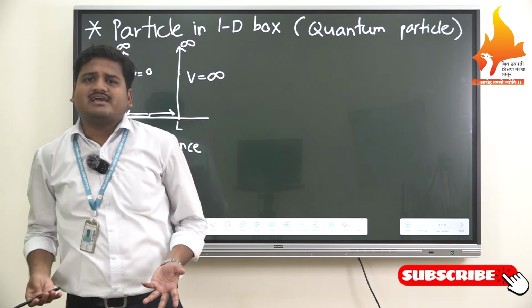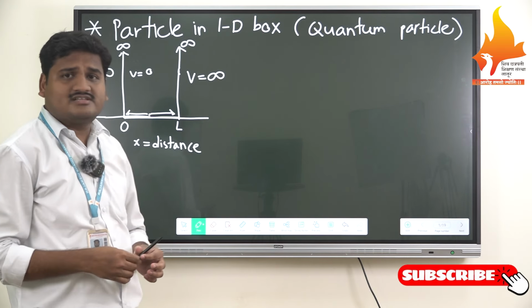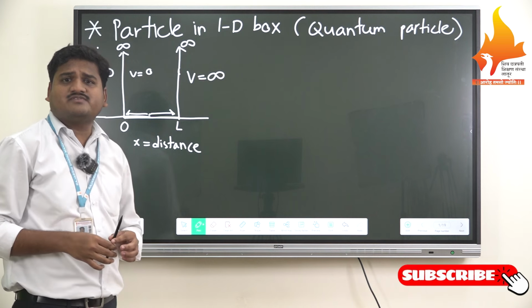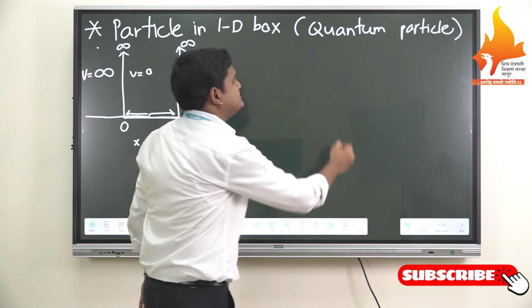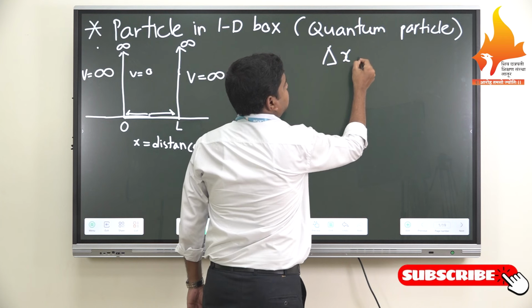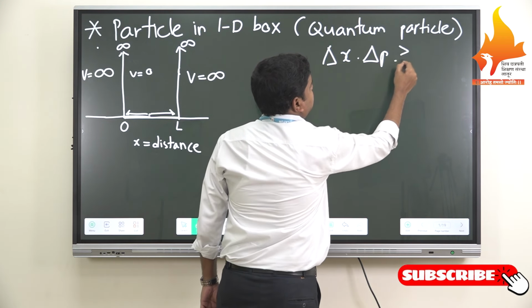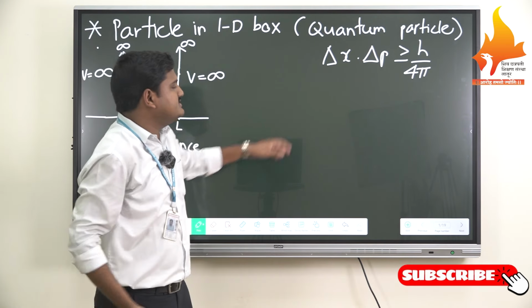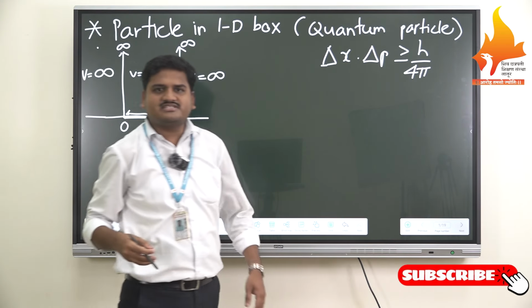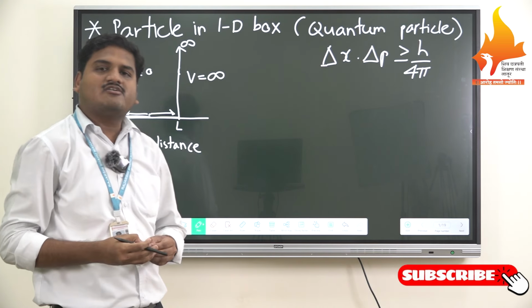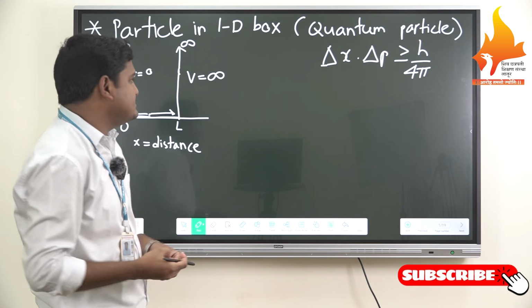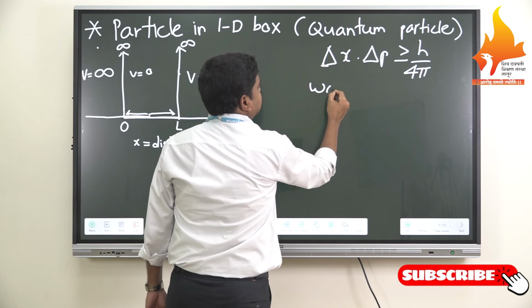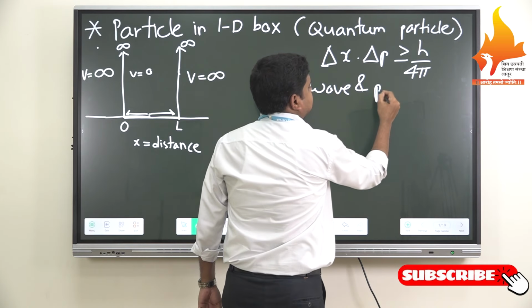Macroscopic particles follow Newton's classical mechanics laws, but quantum or subatomic particles follow the Heisenberg uncertainty principle, which is Δx · Δp ≥ h/4π. This equation means that the position and momentum of the particle cannot be measured precisely at the same time. That is why quantum particles are said to exist in wave nature and particle nature simultaneously.